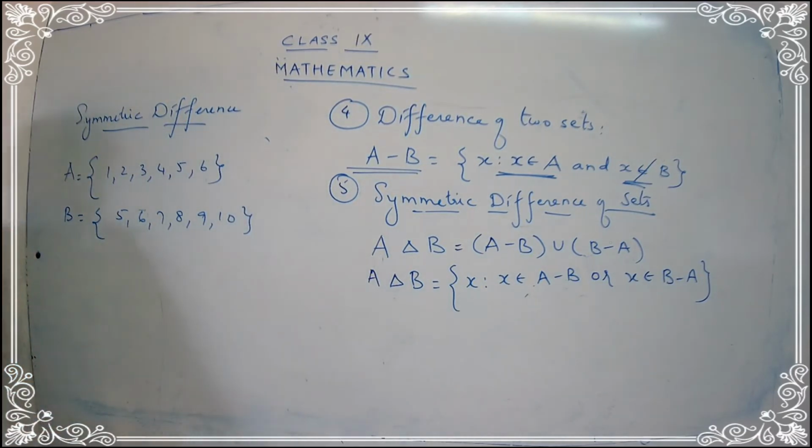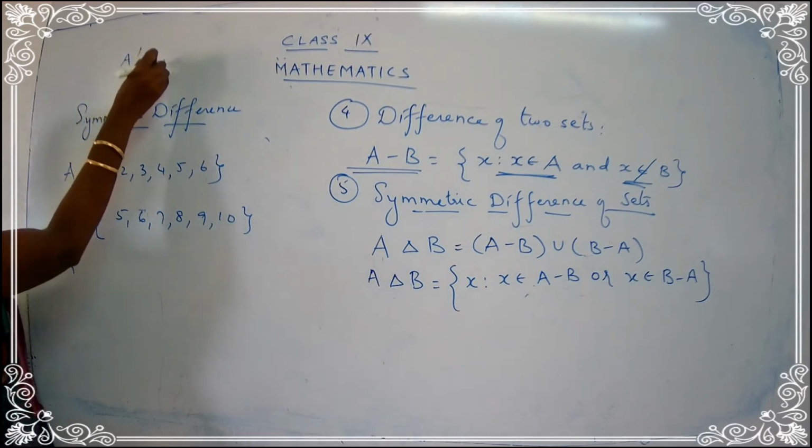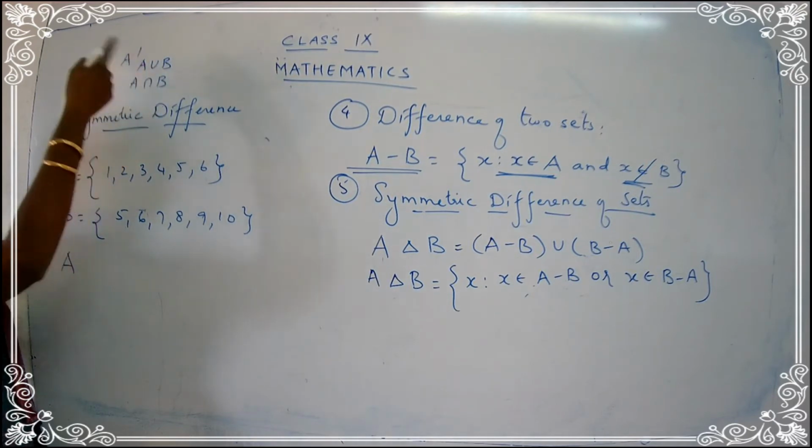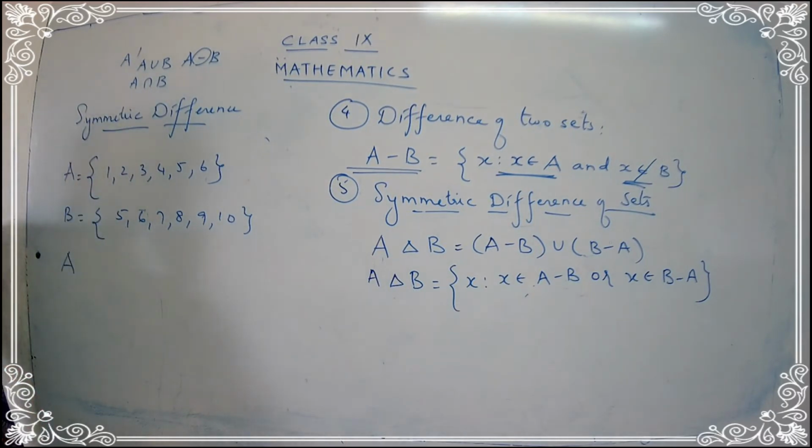Okay, children. So I have taken two sets. A is 1, 2, 3, 4, 5, 6. And B is 5, 6, 7, 8, 9, 10. Now we have to find out the symmetric difference of A and B. First of all, you should know how to write symmetric difference. For complement, we wrote dash. For union, we wrote U. For intersection, we wrote an inverted U. For difference, we wrote A minus B. So these were the symbols, or these were the operations that we have used for the first 4 points.